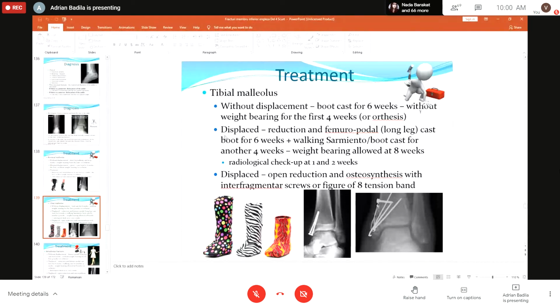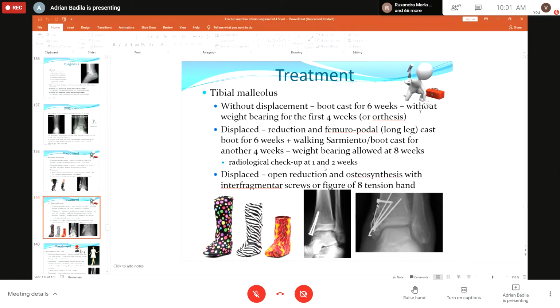If the fracture is displaced, we can perform an orthopedic reduction, and if we attain a good reduction, we will immobilize the ankle in a long leg cast, an above-the-knee cast, for 6 weeks and then a Sarmiento walking cast for another 4 weeks. Weight bearing will be allowed at 8 weeks, and we must check the reduction at 1 week and 2 weeks after reduction in order to check if the reduction is maintained in time.